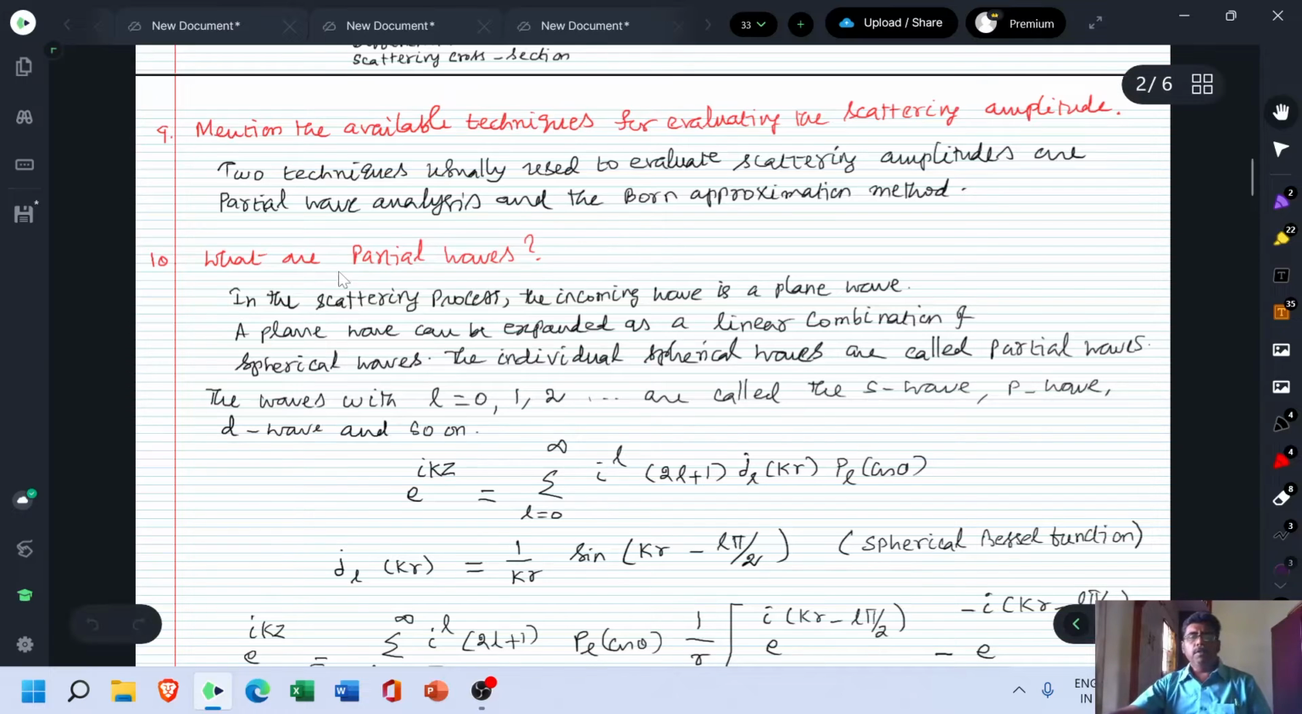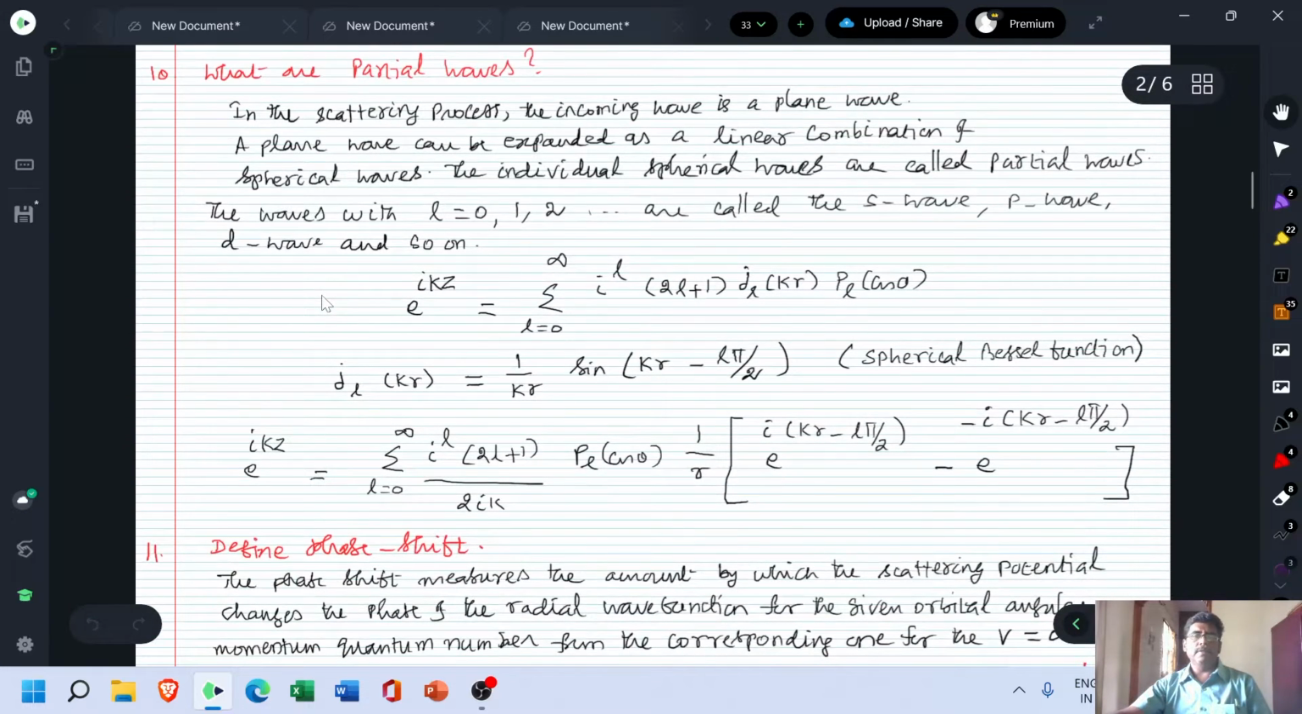What are partial waves? In the scattering process, the incoming wave is a plane wave. A plane wave can be expanded as a linear combination of an infinite number of spherical waves. The individual spherical waves are called partial waves. Suppose we consider the orbital angular momentum quantum number l equal to 0, that corresponds to the S wave. If l is equal to 1, that is the P wave, and so on.